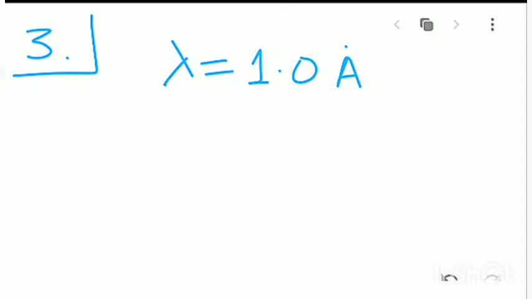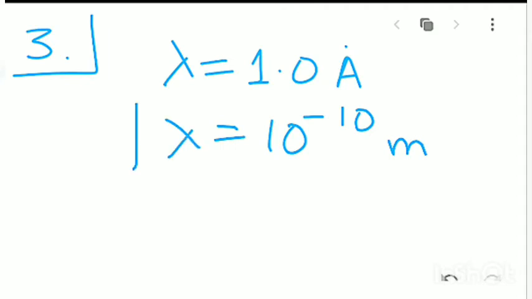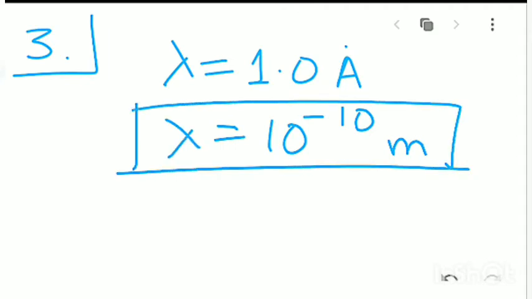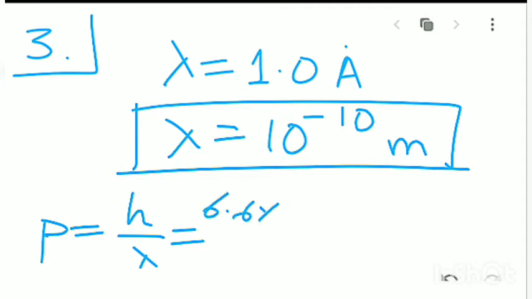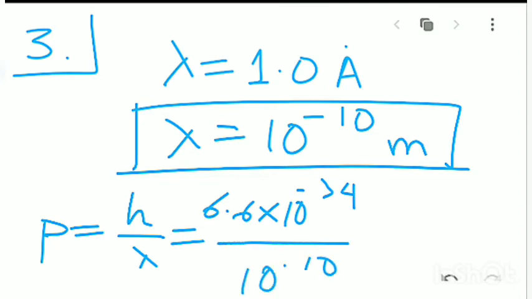Very easy. 1 angstrom means 10 to the power minus 10 meter. So that is the value of our wavelength now. Now the momentum's formula: p equals h by lambda. What is the value of h? The value of h is 6.6 into 10 to the power minus 34, and the value of lambda we got just now, 10 to the power minus 10. So what if we solve it out? 6.6 into 10 to the power minus 34 by 10 to the power minus 10.